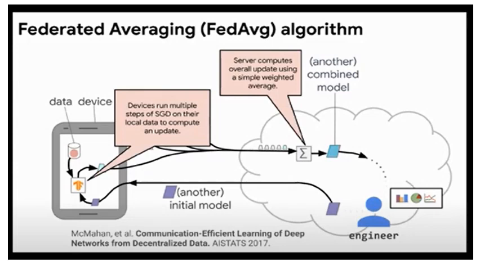Now we are going to learn about the federated averaging algorithm. We can see from this slide that devices are sending their computation, their updates, to the server, and the server is aggregating all the updates to generate the combined model. In this combined model, the federated averaging algorithm will be applied.